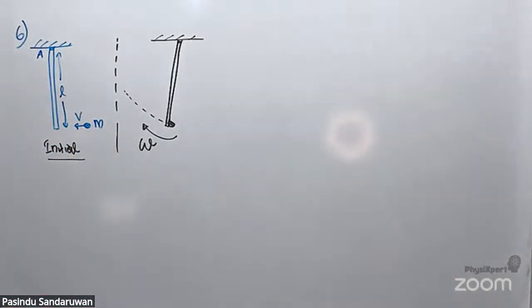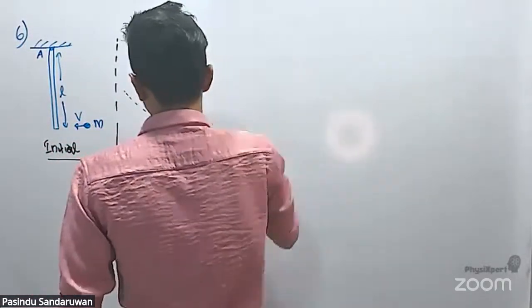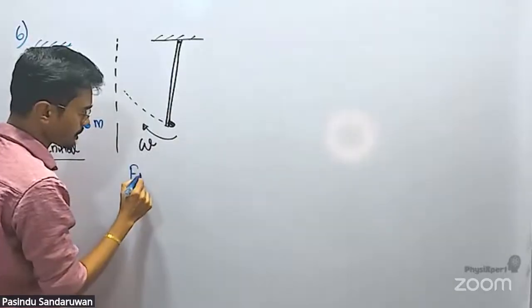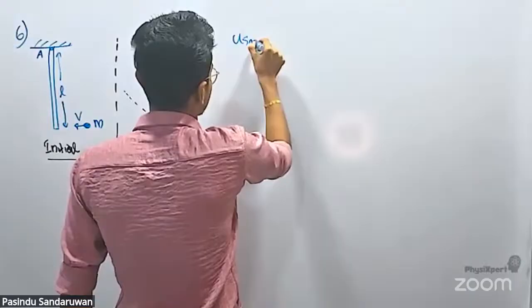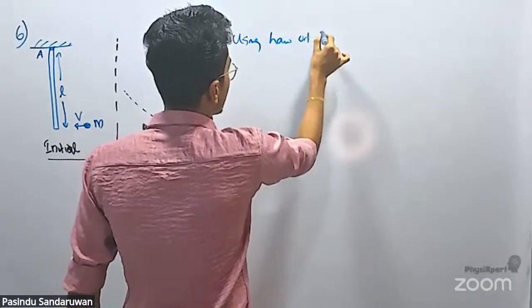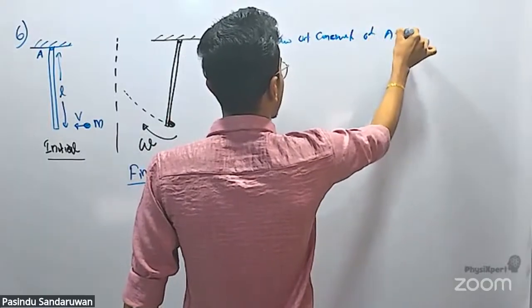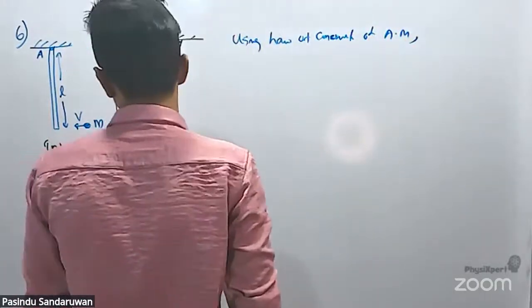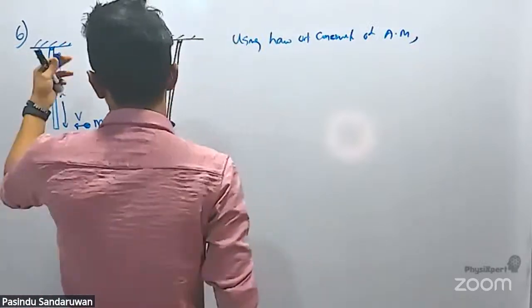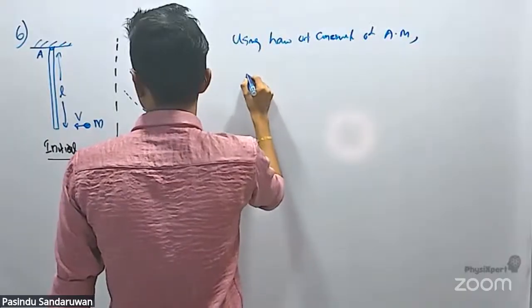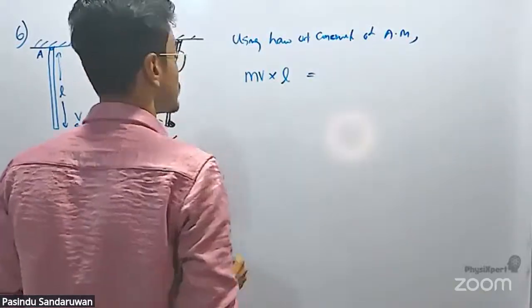Moment of inertia of the rod is given, right? So apply the same. This is final. Apply the same using the law of conservation of angular momentum. So initially we can write this using I omega, but mv is given. Then about A, we can write this as mvL. Finally, now there are two objects.